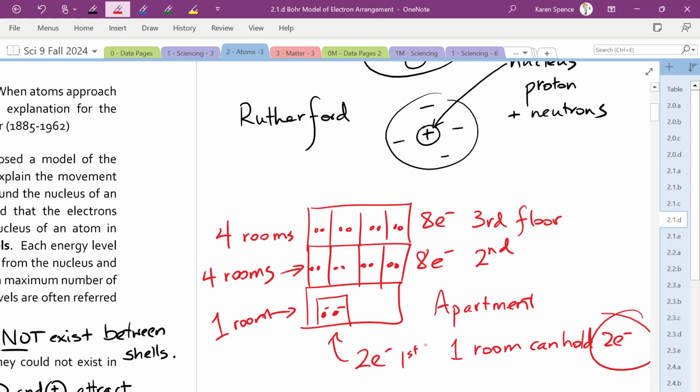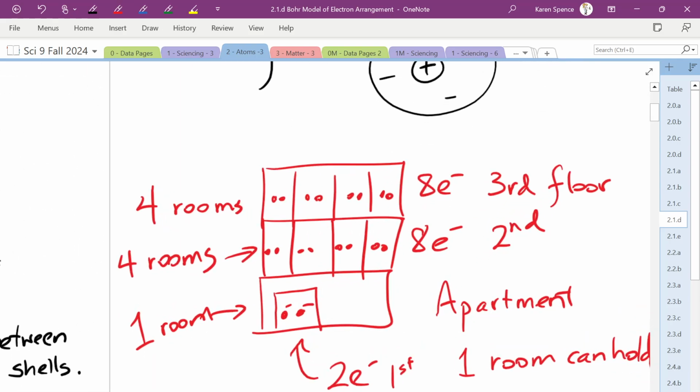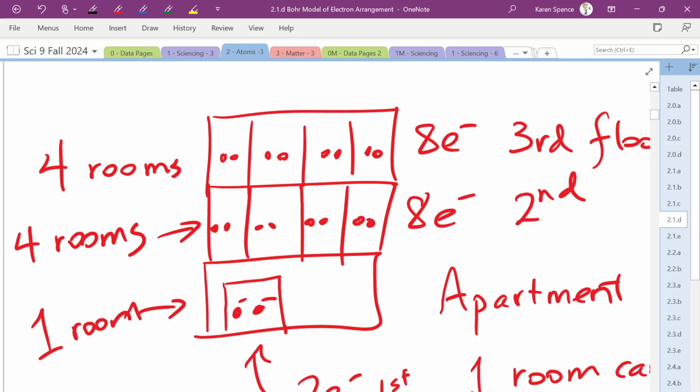Now, these apartments, these floors, those are like the shells. So shell number 1, how many electrons can shell number 1 contain? 2 electrons. How many electrons can shell number 2 contain? That's like our second floor. 8. And how many electrons can our third shell contain? There's 4 rooms. Each can hold 2 electrons. How many electrons can live in the third shell? 8. You guys are killing me.